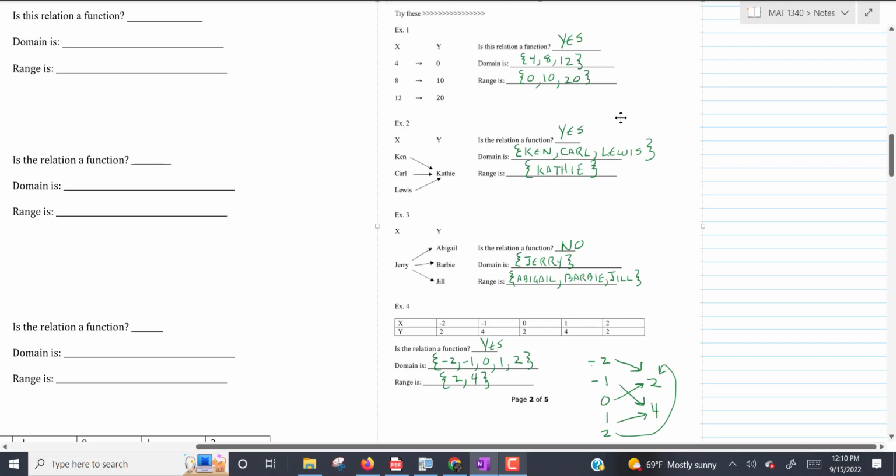So example 2 is, yes, it's a function. Basically the idea on this is these three guys, they all have a crush on one girl. That's a function. Okay, that's okay. All right.